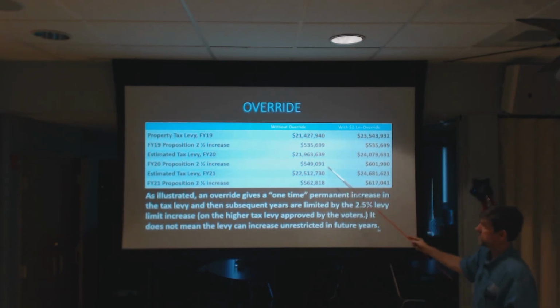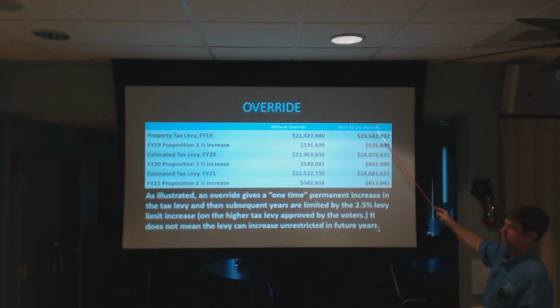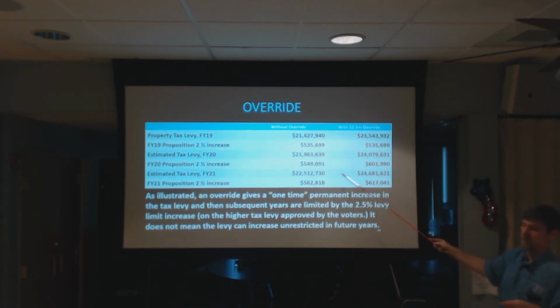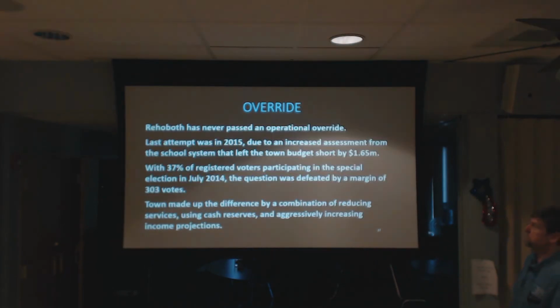So you can see where we get the one-time injection of the $2.1 million, and then we get about an additional $50,000 more or less, which makes sense, because 2.5% of $2.1 million is around $50,000. So if the override passes this year, we get the one-time injection of the $2.1 million, and then roughly an additional $50,000 each year after that, compounded annually at 2.5%.